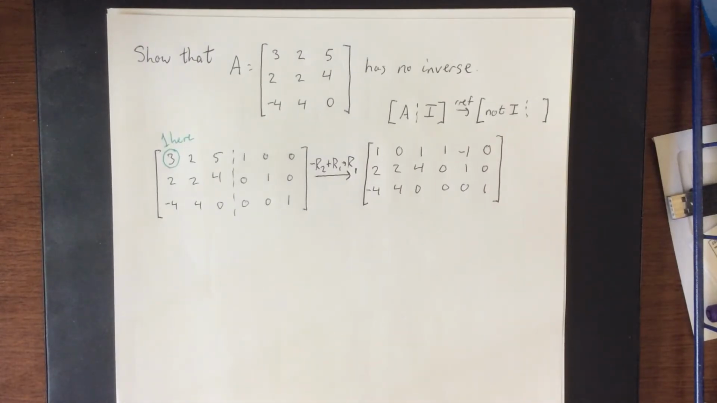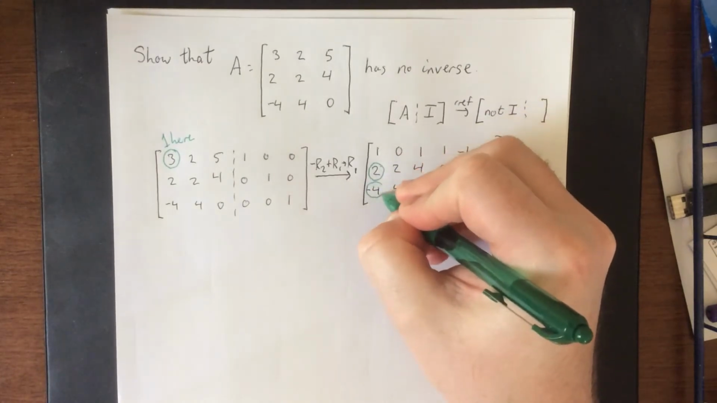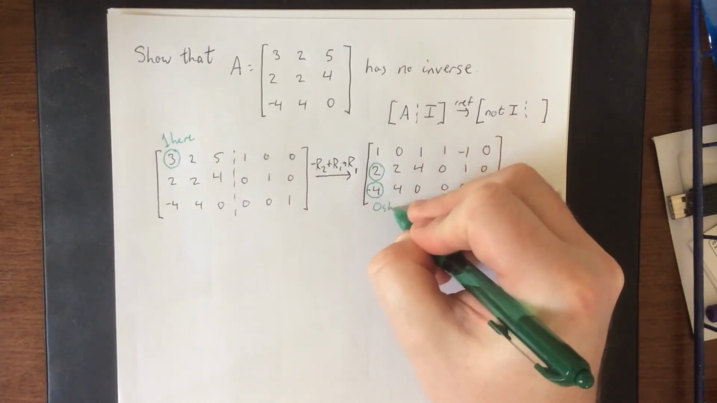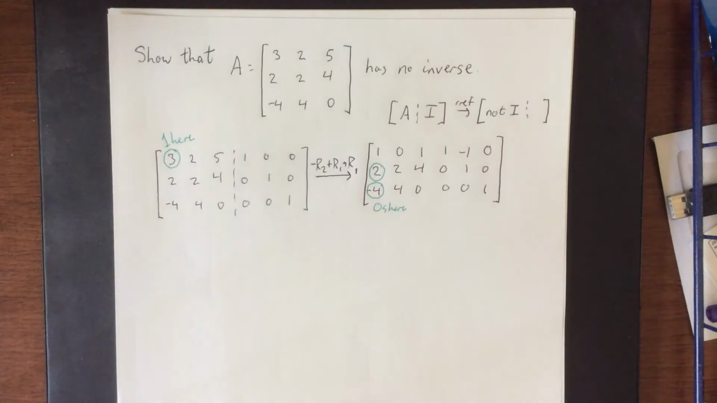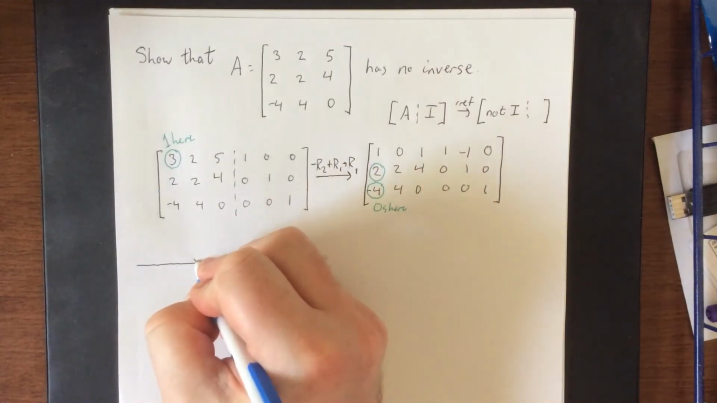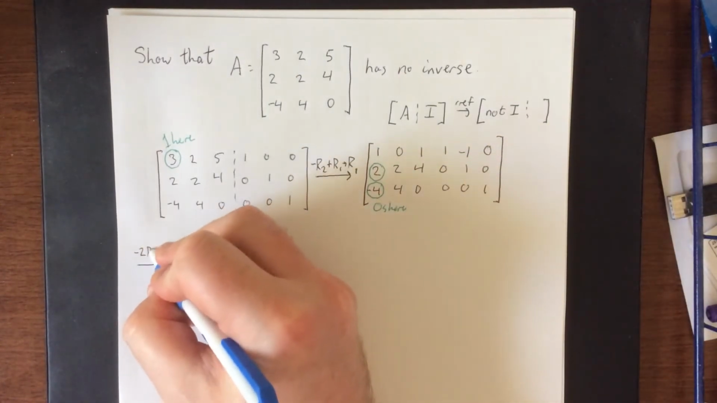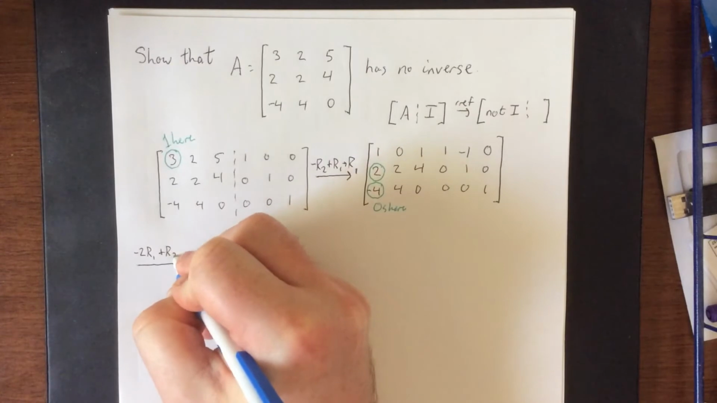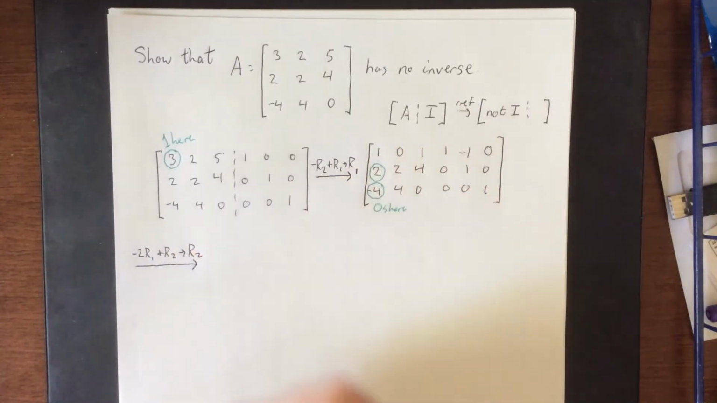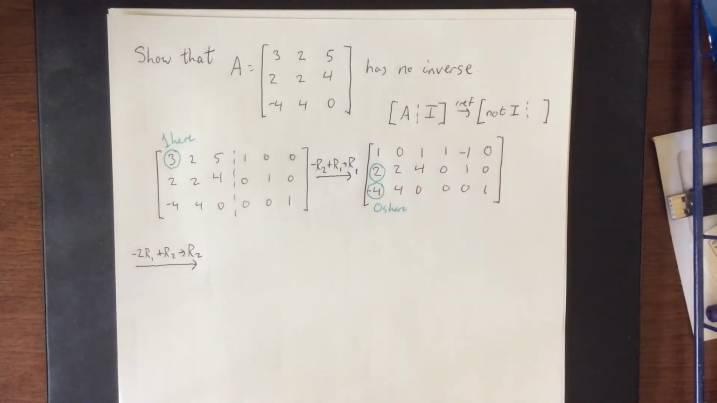Now that we have the 1 in the 1, 1 entry, we're going to use that lead 1 to get zeros into the 2, 1 and 3, 1 entries. So to clear out the positive 2, we'll take negative 2 times the first row, add that to the second row, and that'll become the new second row. And we'll take positive 4 times the first row and add it to that fourth row.